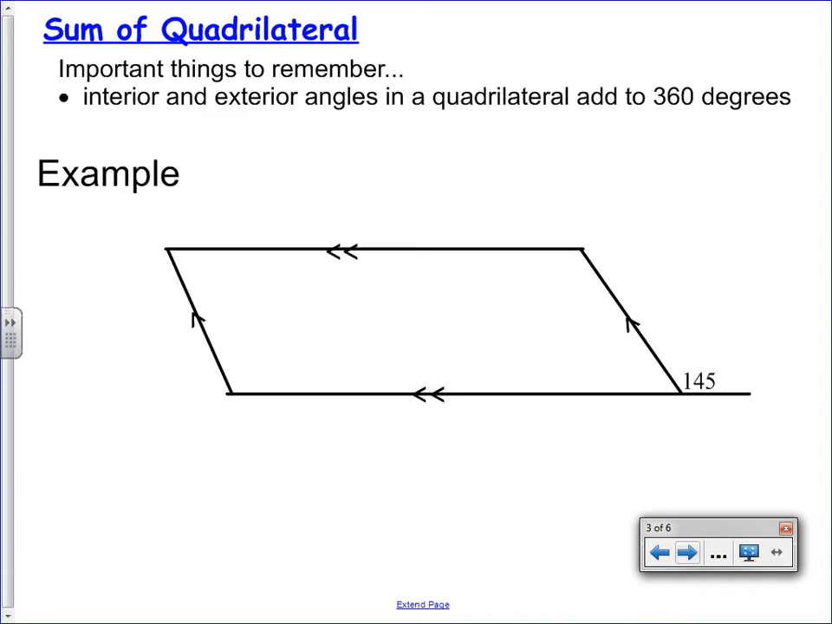Next one, another shape that you need to know is the quadrilateral, a four-sided shape. Some important things to remember: interior and exterior angles in a quadrilateral both add up to 360. Inside, outside. Again, if you forget that, you can always ask, how many triangles can I make within this shape? How many triangles can you make? 2. You can only make one from here to here. There are 2 triangles. We know a triangle is 180, so you can do 180 times 2. Whatever gets you the correct answer.